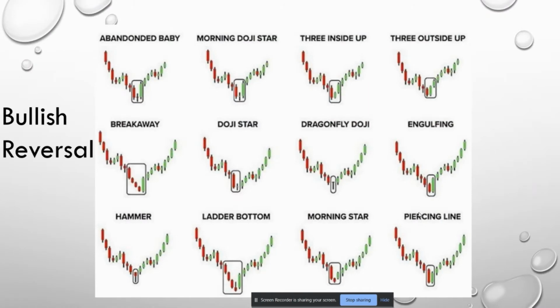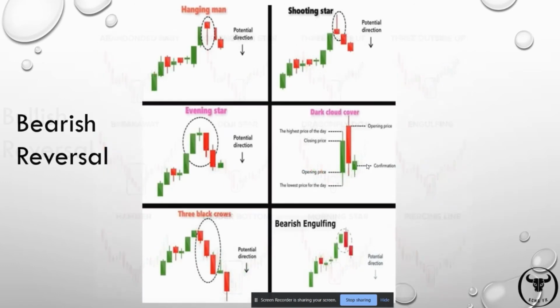All right. So now remember, it is very, very important to use this, and it is more confirmed on either a support region or a resistance region. So let's talk about the bearish reversals. For the bearish reversal, when you see something like this, it is called the hanging man, also seen as a hammer. It's actually also called the hammer. All right. This is actually seen as a hammer as well.